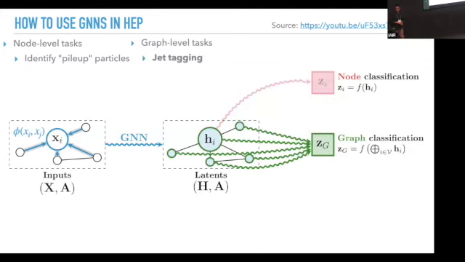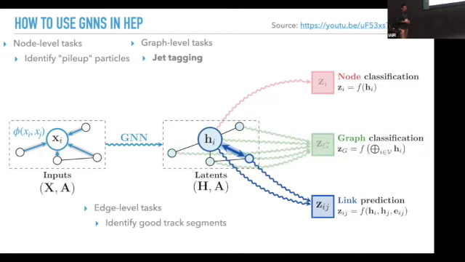You can also do global sort of graph level tasks like jet tagging. So this is where we try to identify a shower of particles as being from a Higgs or some other kind of particle decay. You can also do edge level tasks. So for instance, we will sometimes take our tracker hits and embed them in a graph and then try to figure out which pairs of hits constitute part of a good track, because we want to do tracking with these graph neural networks.